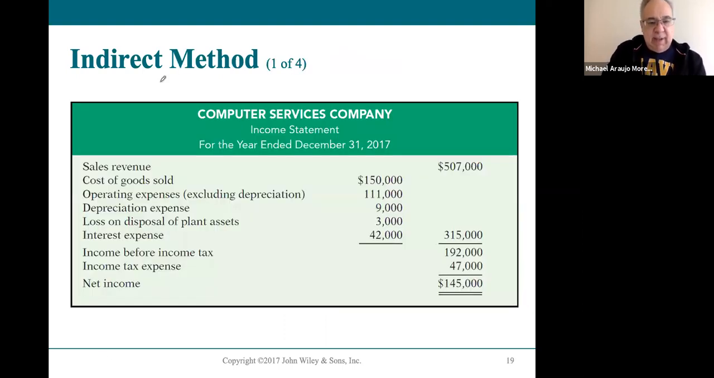All right, so here is the information we need. We need an income statement, the most current income statement. For this company, the most current one is the year ending December 31st, 2017. And it looks like a single step income statement here. Okay, you've all read this before. This is the first thing we need to note. Notice here our net income is $145,000. Okay, just notice that.